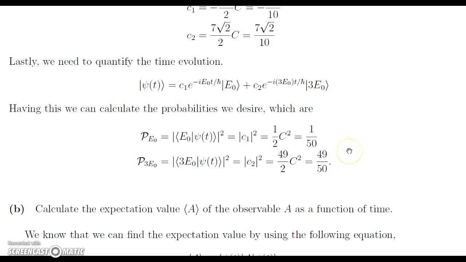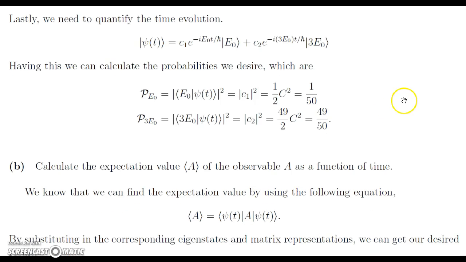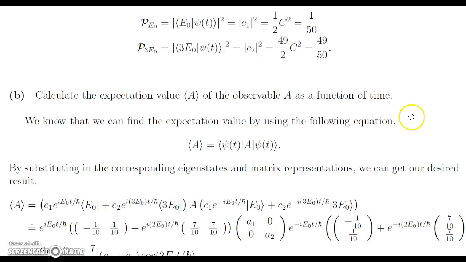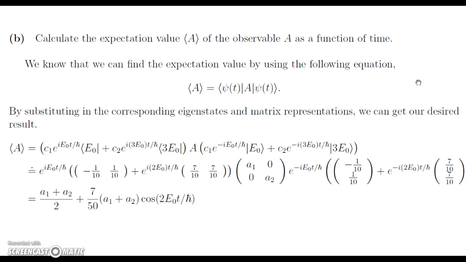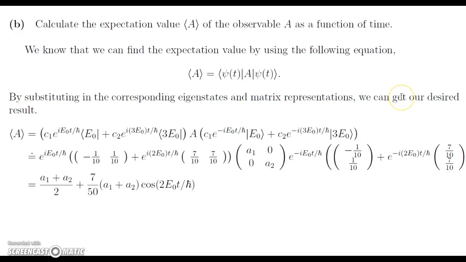All right, so now we want to calculate the expectation value of the observable A as a function of time. And since here we know that the observable A and the Hamiltonian above don't commute, they're not commuting observables, we know that when we go through with this expectation value, we're going to get some cross terms. And this is going to represent the time evolution going through. We're going to get some oscillations in our system.